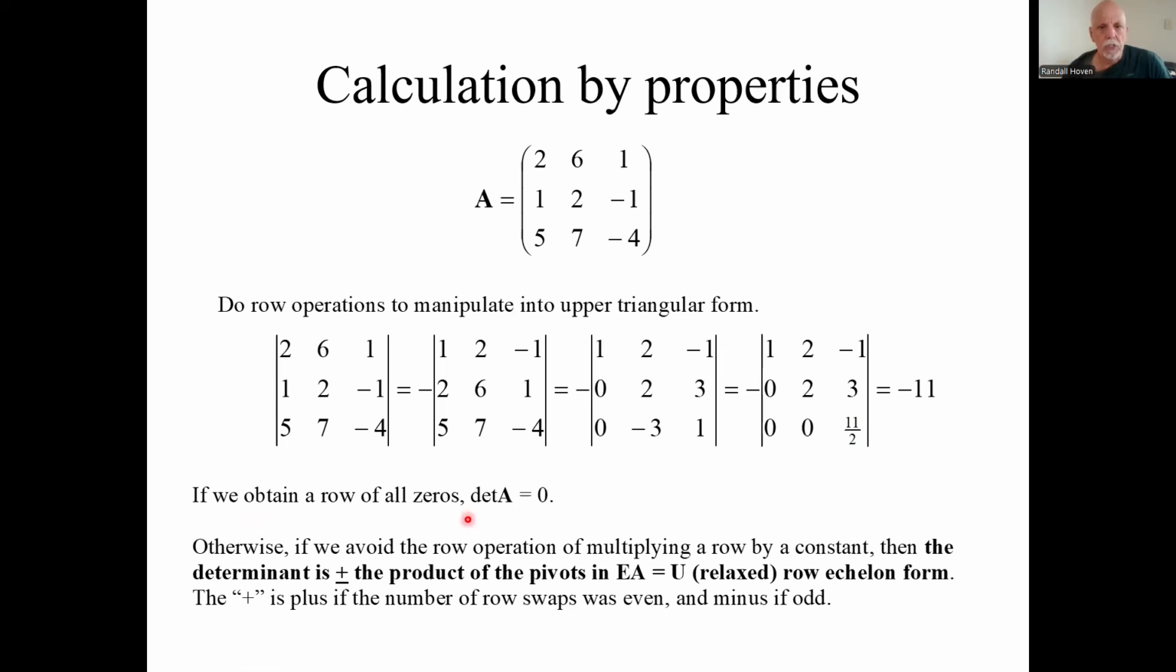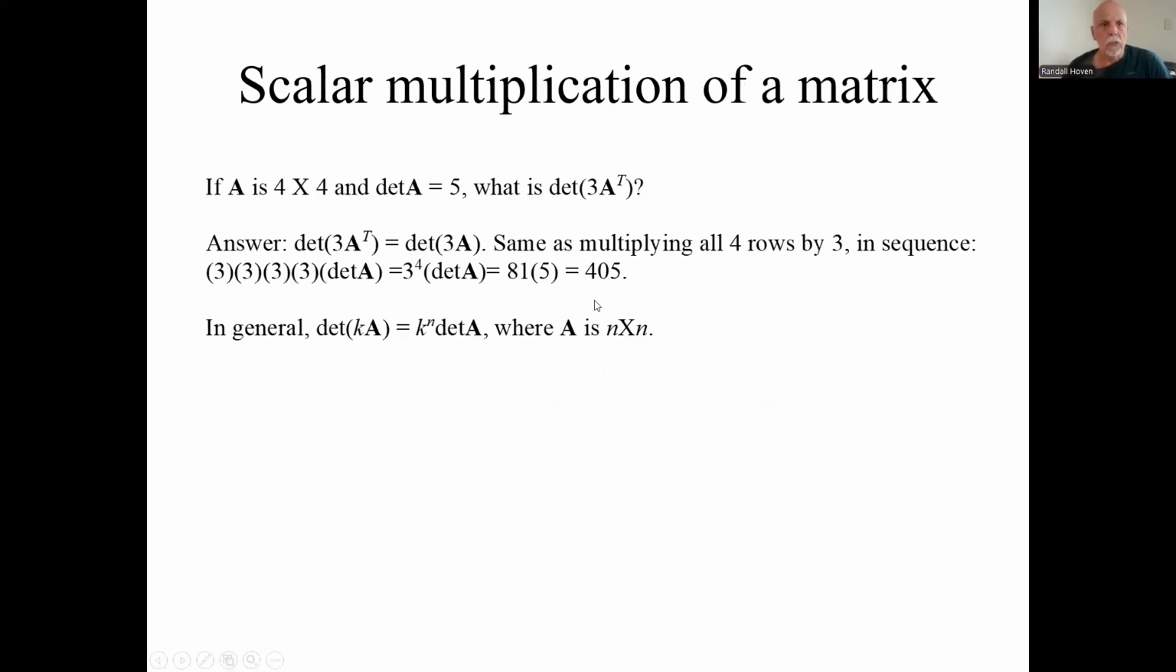If you did all those and you got a row of all zeros, then the determinant is 0. And otherwise, as long as you avoid multiplying any row by a constant, the determinant is going to be, within a sign, the product of the pivots of the resulting matrix in row echelon form. It'll be a plus if the number of row swaps is even, and a minus if the number of row swaps is odd.